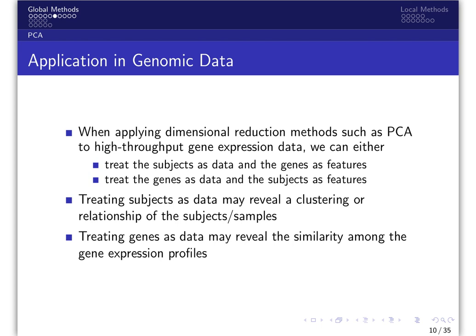Note that when applying dimension reduction methods such as PCA to high-throughput gene expression data, we can either treat the subjects as data and the genes as features, or treat the genes as data and the subjects as features. The choice of whether you reduce the dimensionality with respect to genes or subjects is determined by whether you want to understand the relationship among either genes or among subjects.